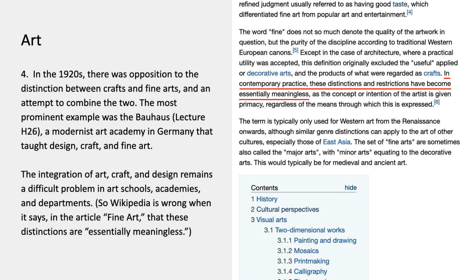So Wikipedia is wrong, by the way, when it says in this article on fine art that these distinctions are essentially meaningless in contemporary practice. It's always good to cite Wikipedia for mistakes that it makes instead of things that it has that are actually reliable for a change.